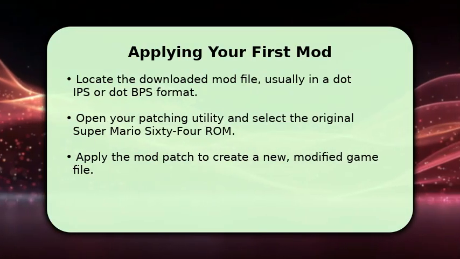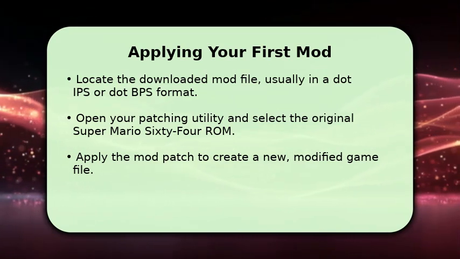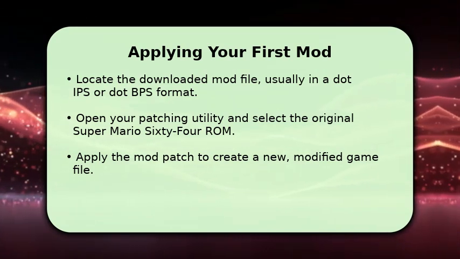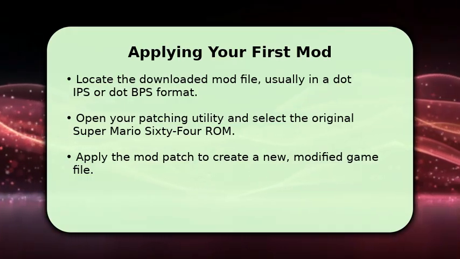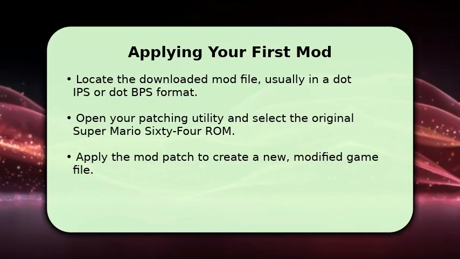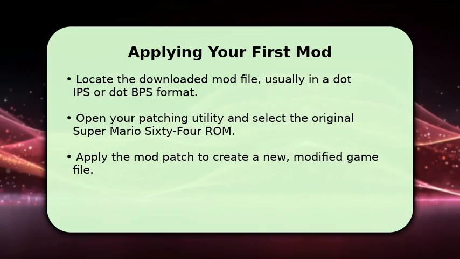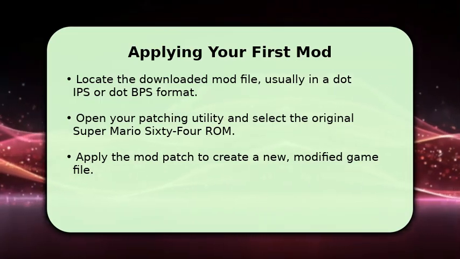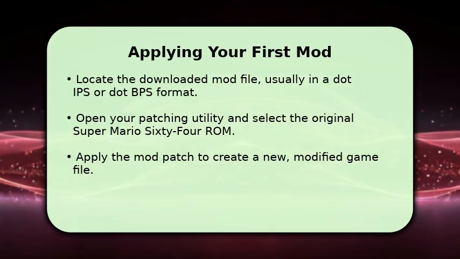Now, let's apply a mod. Open your patching tool and select your clean Super Mario 64 ROM as the base file. Then, choose the mod file, which will typically have a .ips or .bps extension. The patching utility will then create a new, modified ROM. Do not overwrite your original ROM, always create a separate, patched version. This ensures you can revert if needed.